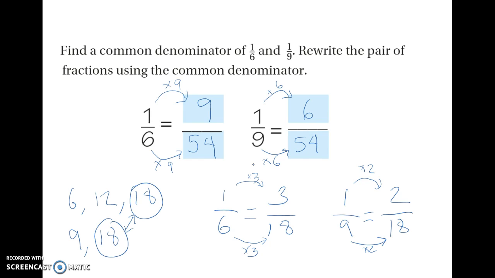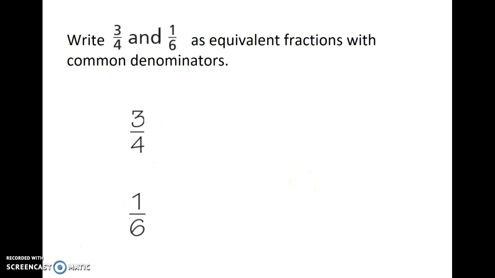So two different ways of doing this, one which will always work no matter what, and one which will usually get you to a simpler number to look at, a smaller denominator, so it might be easier to work with later on. Here's an example for you to try. Write 3/4 and 1/6 as equivalent fractions with common denominators.